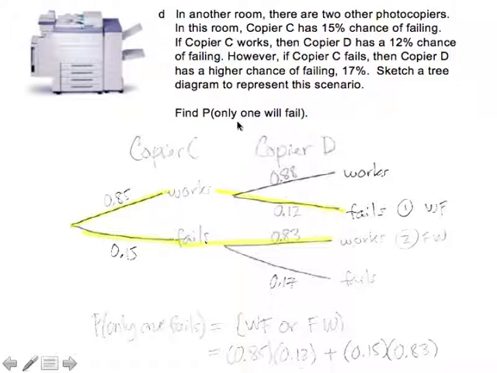And the question asks for only one will fail. Actually, 2 branches lead to only one will fail. Only one will fail can be copier D failing or copier C failing. So notice the yellow has highlighted both of these situations. The top yellow, copier C works, but copier D fails. The bottom branches there, copier C fails, but D works. So you follow both paths. You do an OR situation, you figure out the probability of each, then you add those probabilities, and you get your final answer. So make sure you calculate that. And copy it, pause if you need to. I'm going to switch the slide now.